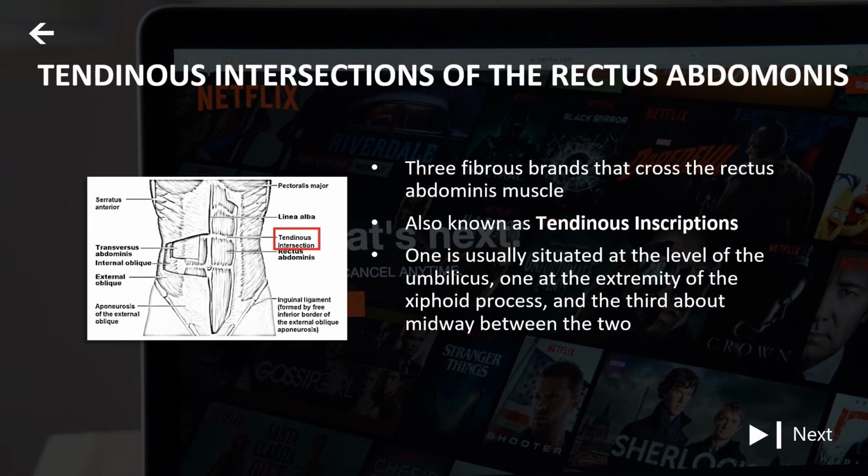Tendinous intersections of the rectus abdominis. The tendinous intersections are 3 in number and run across the rectus abdominis muscle. In muscular individuals, they can be palpated as transverse depressions at the level of the tip of the xiphoid process, at the umbilicus, and halfway between the two.